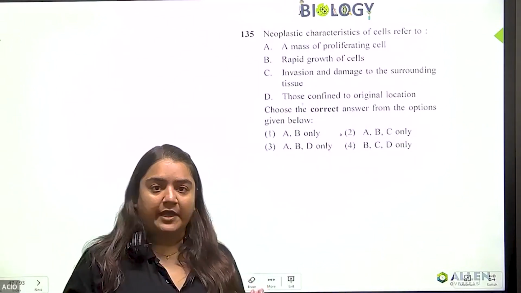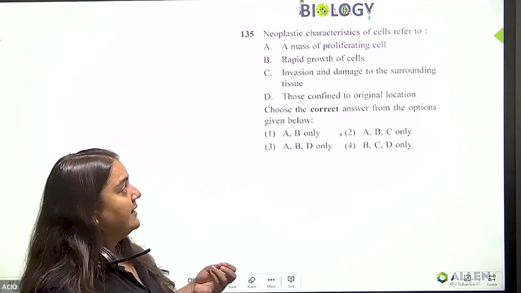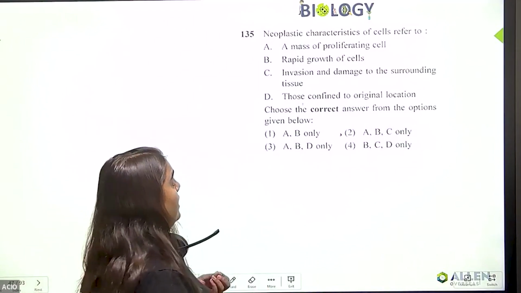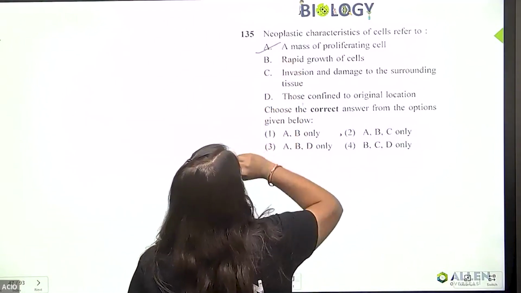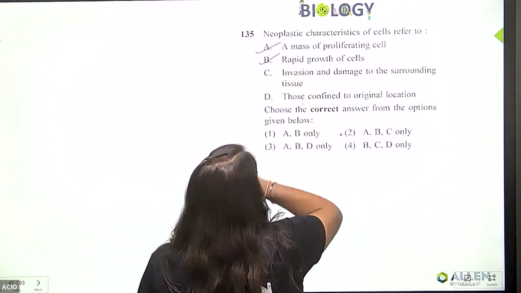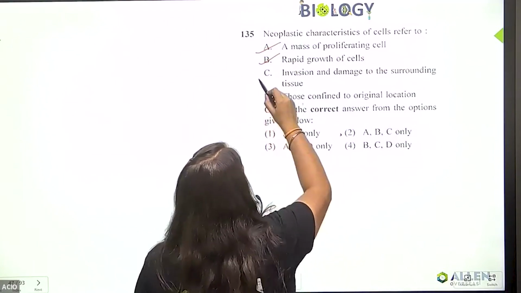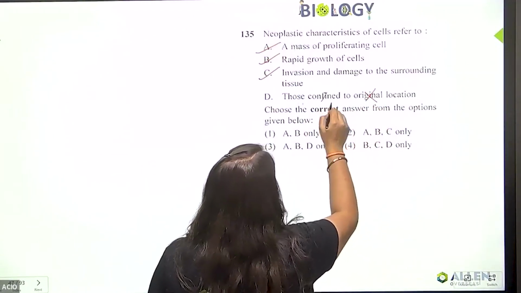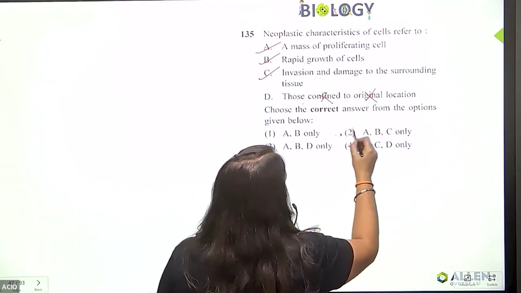Neoplastic is another name for cancer cell. Neoplastic is a characteristic feature of the cells. Characteristics of the cells refer to a mass of proliferating cells, okay. Rapid growth of cells, yes. Invasion and damage to the surrounding cell, yes. Those are confined to original location, no, they are not confined. So A, B, C.